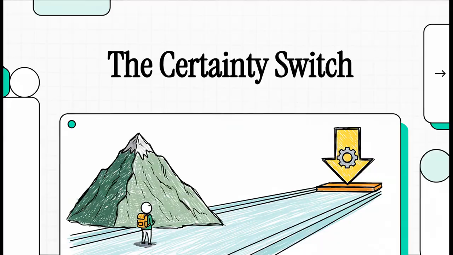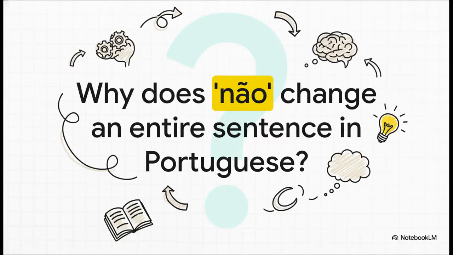Let's get into it. And really, it all comes down to this one kind of crazy question. How is it that one tiny little word, no, can just completely change the entire sentence that comes after it? The answer, you'll see, is actually super simple. And honestly, it's the secret to sounding way more natural when you speak Portuguese.